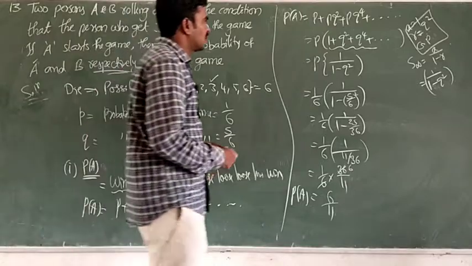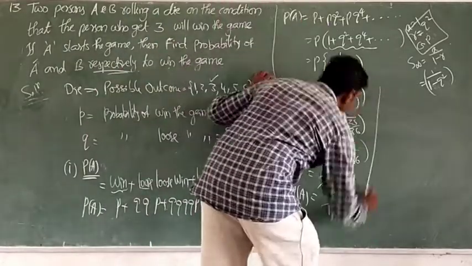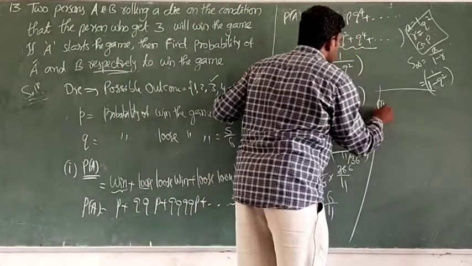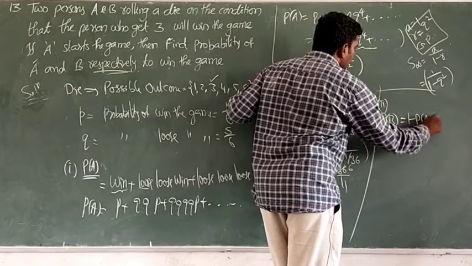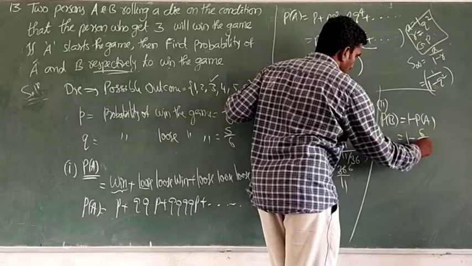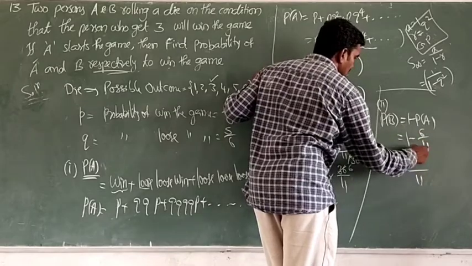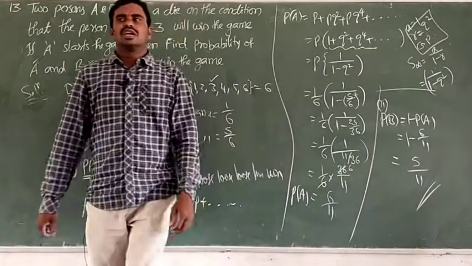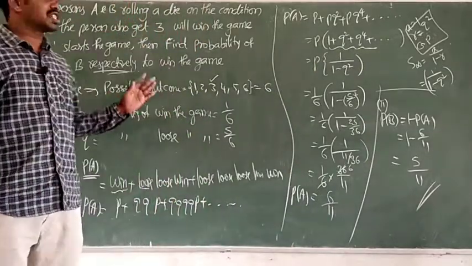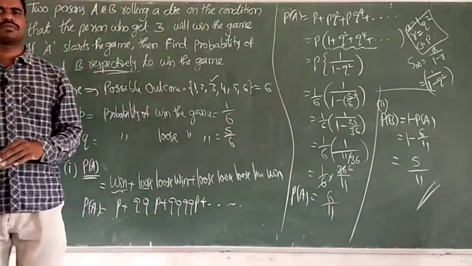Okay, we have done many problems. So the second one is the probability of B. So that is 1 minus probability of A. So that is 1 minus 6 by 11. So that is 11 minus 6, 5 by 11. This is the answer. Okay friends, sometimes these questions may be asked for 4 marks also, no problem.